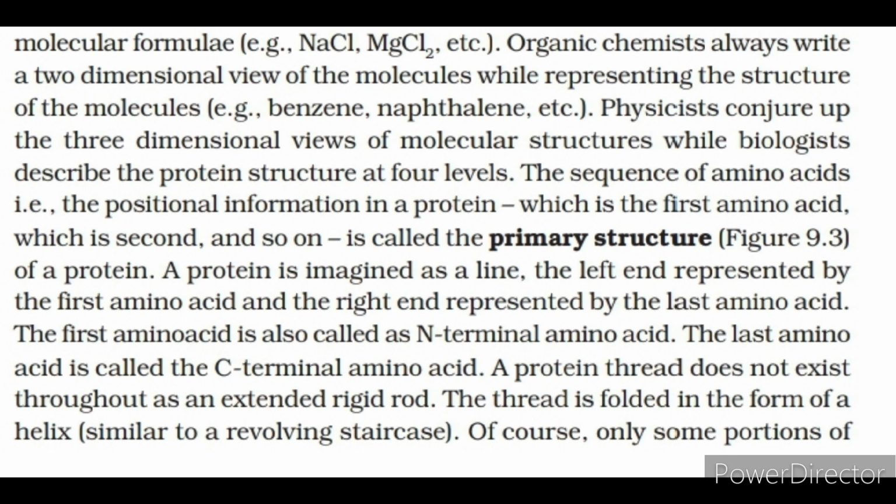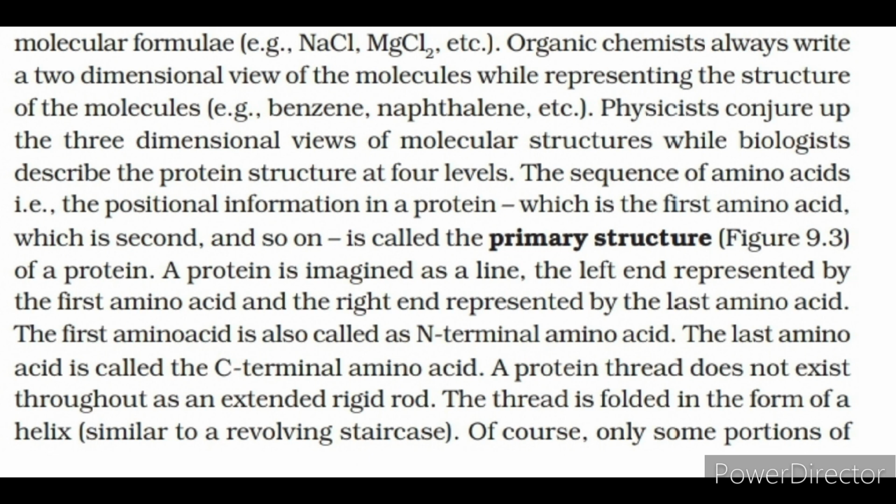The sequence of amino acids, i.e., the positional information in a protein, which is the first amino acid, which is second, and so on, is called the primary structure of a protein. A protein is imagined as a line, the left end represented by the first amino acid and the right end represented by the last amino acid. The first amino acid is also called the N-terminal amino acid. The last amino acid is called the C-terminal amino acid.